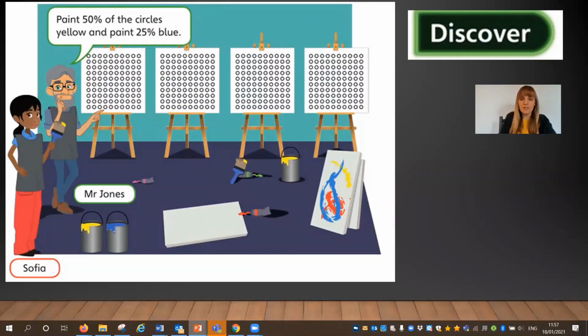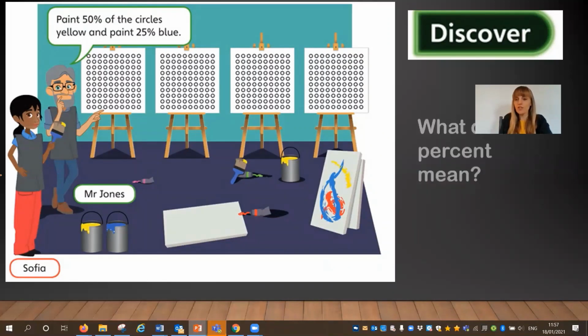Now, Mr. Jones and Sophia here, they're doing some painting, and they've got, you can see, these are all easels, which is holding each piece of art with all the circles on it. Now, each easel has got 100 circles, and Mr. Jones is asking Sophia to paint 50% of the circles yellow and 25% of the circles blue.